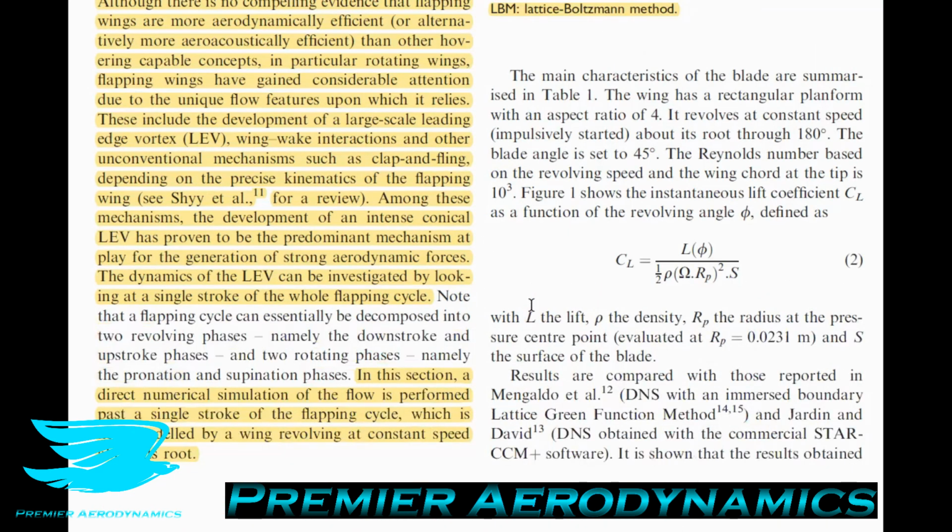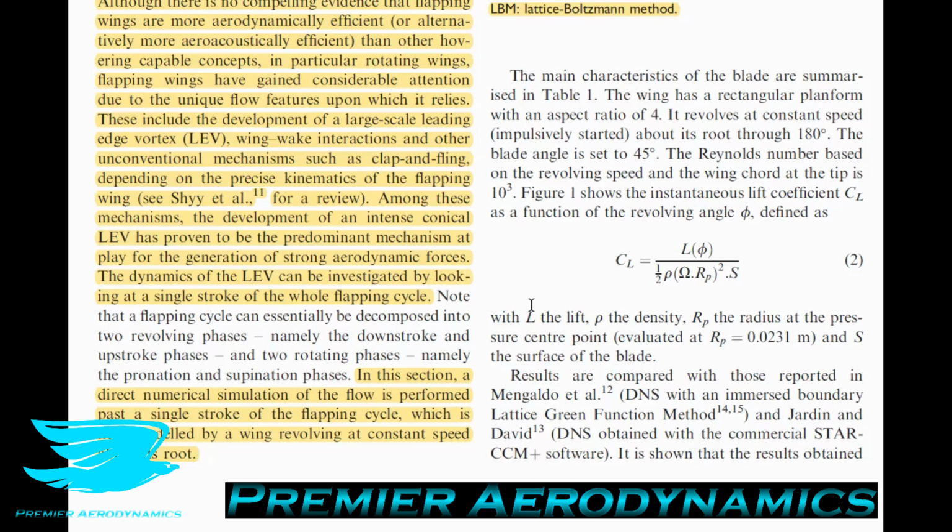So one of the unique flow features of flapping wings is the development of a large-scale leading-edge vortex, wing-wake interactions, and other unconventional mechanisms such as clap and fling, depending on the precise kinematics of the flapping wing. So clapping and flinging of butterflies, for example. Again, I've done some podcasts on those. Among these mechanisms, the development of an intense conical leading-edge vortex has proven to be the predominant mechanism at play for the generation of strong aerodynamic forces.